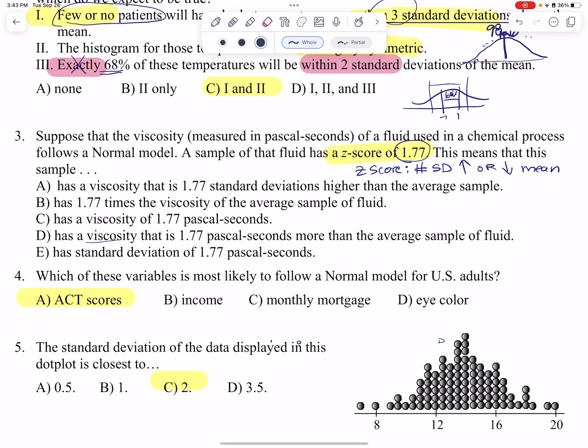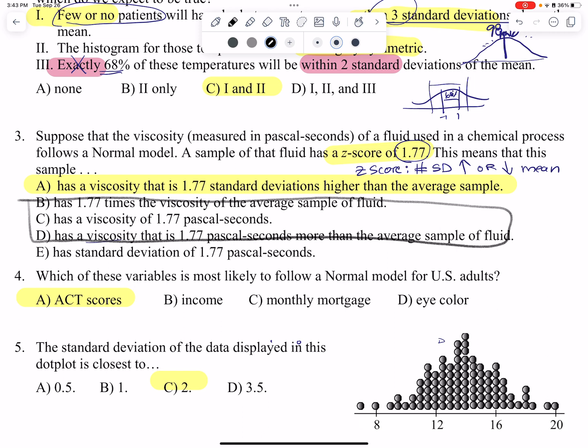And when you look at B, oh, goodness gracious, B is not the right answer. I don't know how I highlighted that. A is the right answer. A exactly describes it. B, C, and D all describe something that's completely different, talking about viscosity being 1.77 pascals or something. But no, you need to say the z-score is just that many standard deviations bigger than the mean because it's positive; it would be smaller than the mean if it's negative.